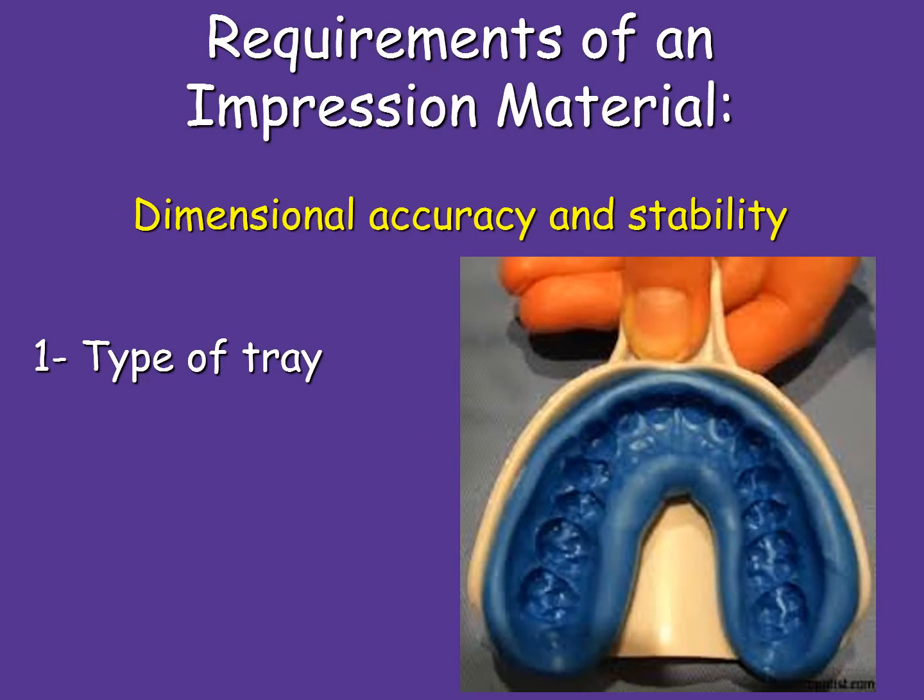Another requirement is the dimensional accuracy and stability, and this depends on a few factors. First is the type of tray. If the tray is prone to distortion, the resultant model poured from such a tray will also be distorted. Hence, a highly flexible tray should be avoided, and a good bond between the tray and the impression material is very important. Otherwise, it will distort the impression.